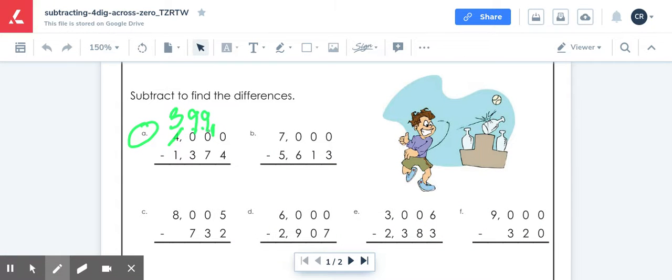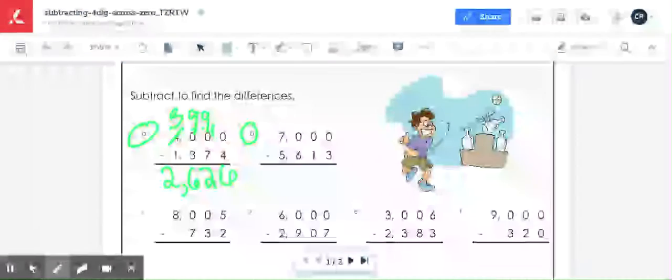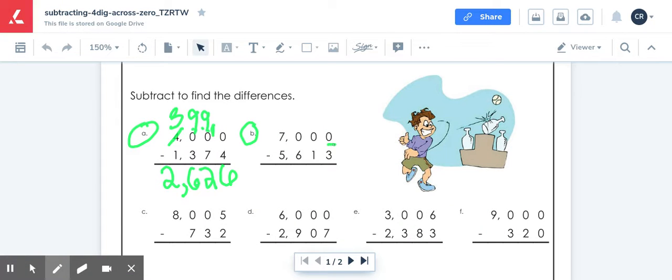So then I can go ahead and say 10 minus 4 equals 6. 9 minus 7 is 2. 9 minus 3 is 6, comma, comma, comma. 3 minus 1 is 2. 2,626. Okay? So again, when I'm looking at letter B, I can't borrow from this part because it's a 0.